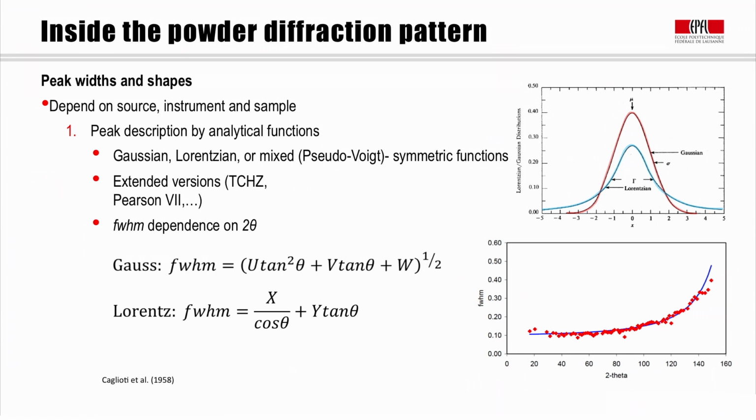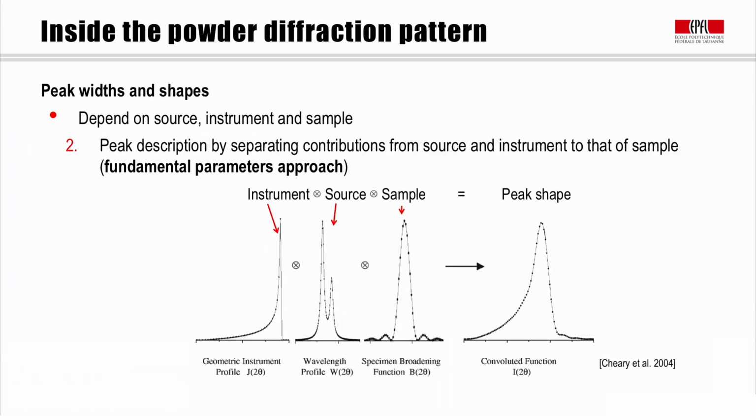The classical approach to this was developed by Caglioti et al. in 1958, and he used, for instance, for the Gaussian dependence, 3 parameters that can be fitted: U, V, and W. For the Lorentzian, he used 2 factors, X and Y, and fitting those to the experimental data enabled a good fit between the full width at half maximum at lower angles and that at higher angles as well. Using analytical functions is one way of coping with the problem of fitting and modeling experimental diffraction data.